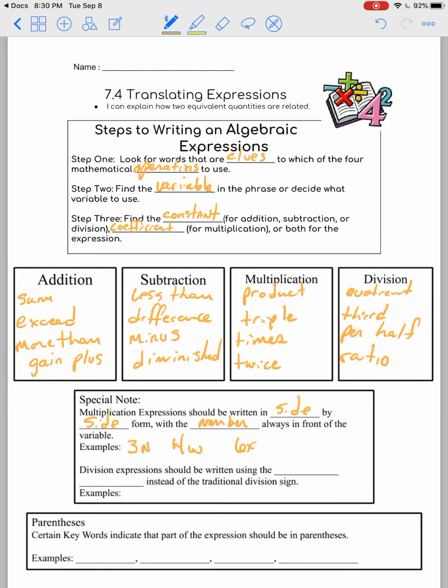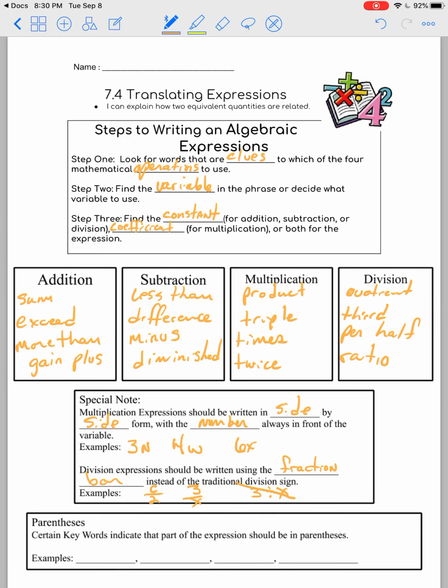Division expressions should be written as a fraction or using the fraction bar instead of the traditional division sign. So what that is saying is, you want to write it as c over 2, 3 over x, rather than 3 divided by x. We don't want to do that.